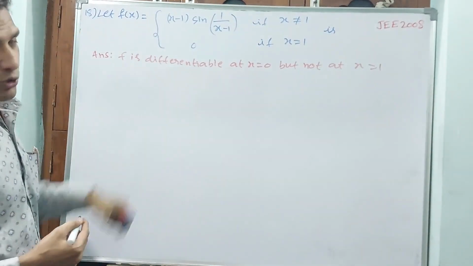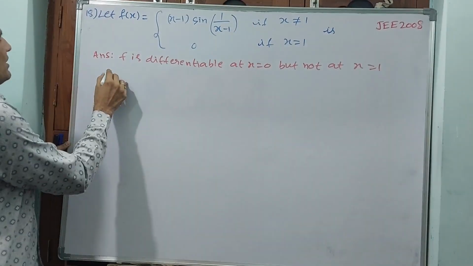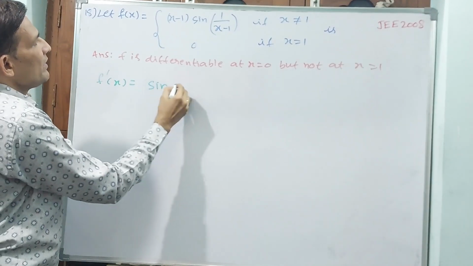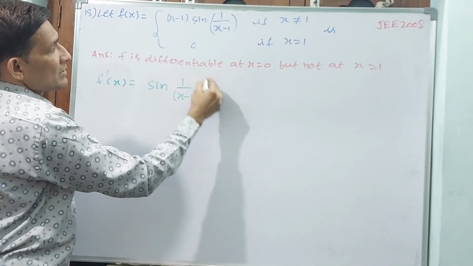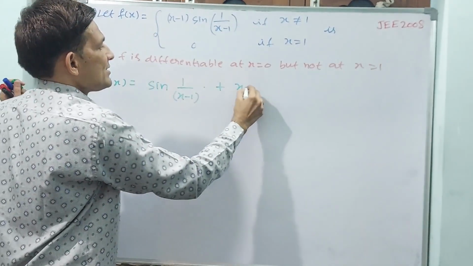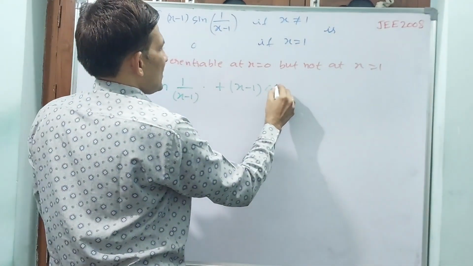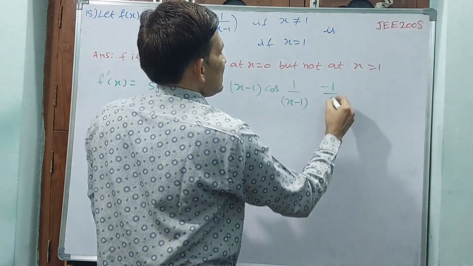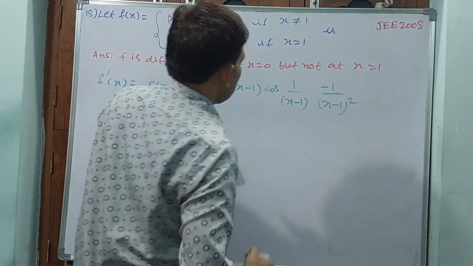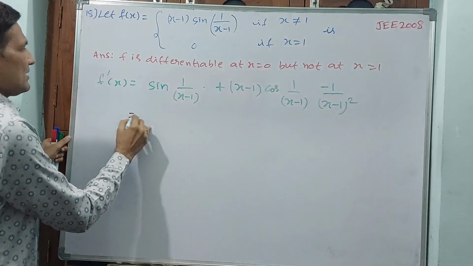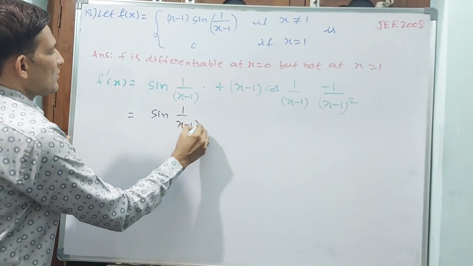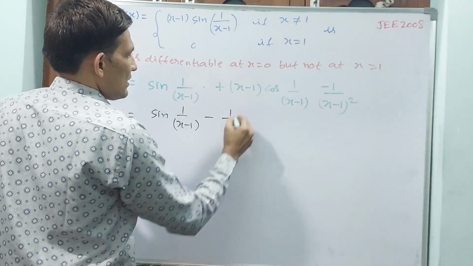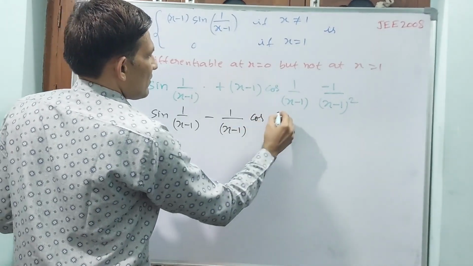In this way also we can do some questions. This question we will do like that. Okay, see, f'(x), what will happen if you differentiate? See, u into v is there. First I will take d/dx of u, which means 1, plus u times d/dx of sin, which is cos of 1/(x − 1), times d/dx of 1/(x − 1), which is −1/(x − 1)². Now this will become sin(1/(x − 1)), and x − 1 gets cancelled, minus 1/(x − 1) denominator, cos(1/(x − 1)).